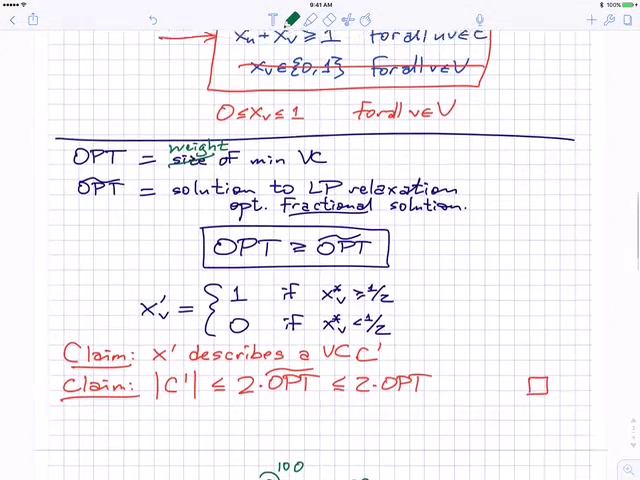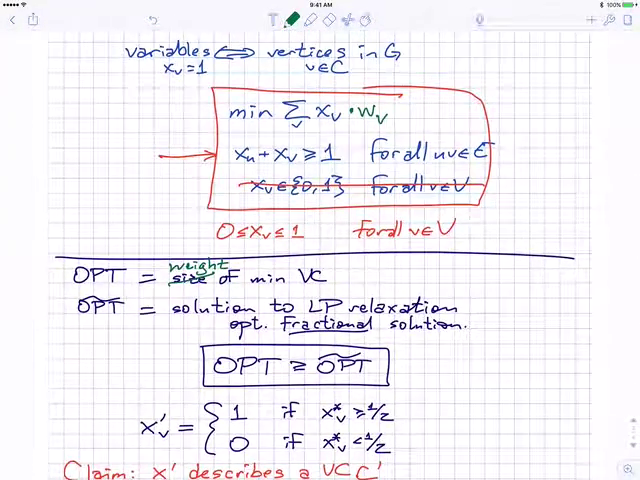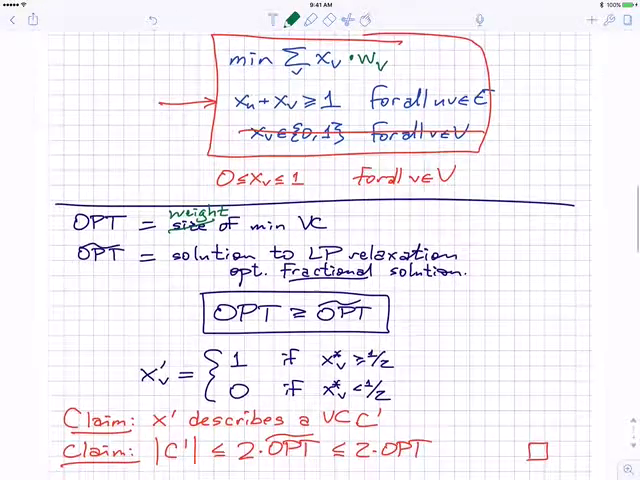So in fact, this is the simplest algorithm known for approximating the minimum weighted vertex cover. Just like the dumb algorithm, 2 is the best approximation factor we know for the weighted vertex cover problem. We start with a linear program, we solve it in polynomial time, and then you round the solution. Any questions?